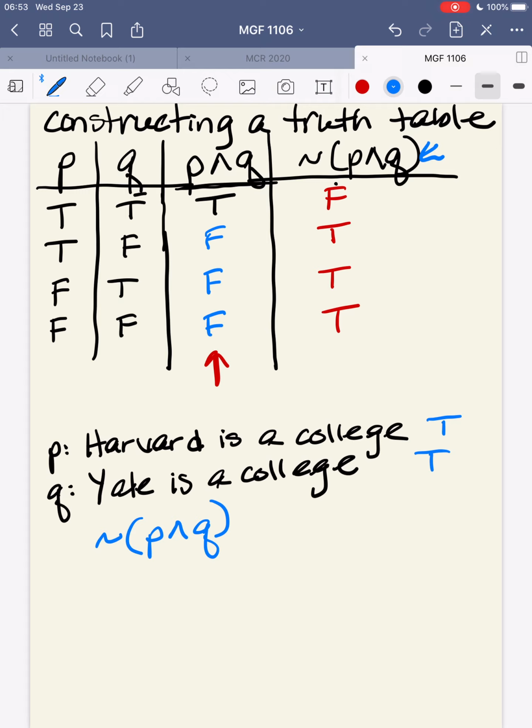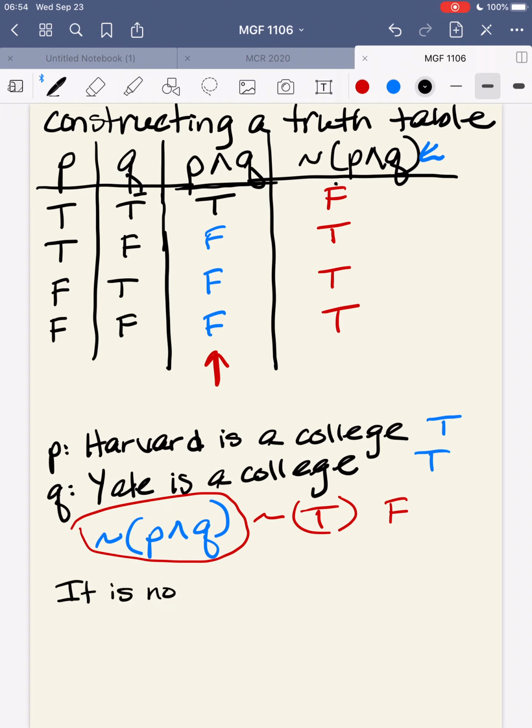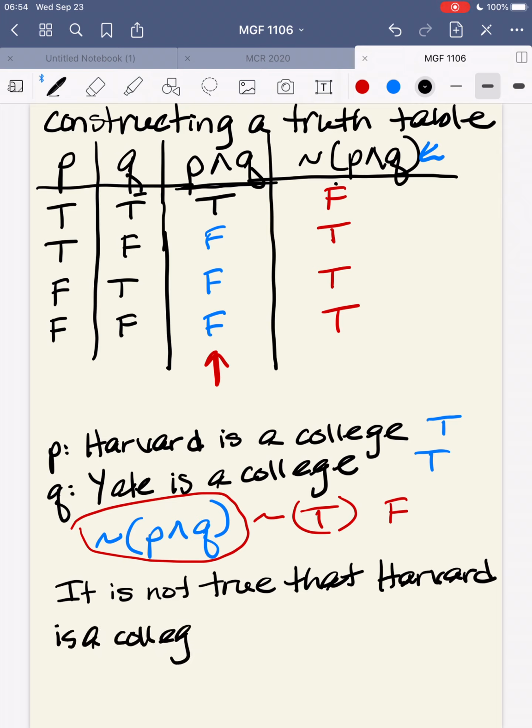Okay. And we know that the P and Q we got from our column was true, but then we got to negate that true, so it's false. All right? So I want to write a false statement that represents this. So I'll say it is not true that Harvard is a college, and you need that and Yale is a college. Notice I'm still not trying to change the wording of the original statements.